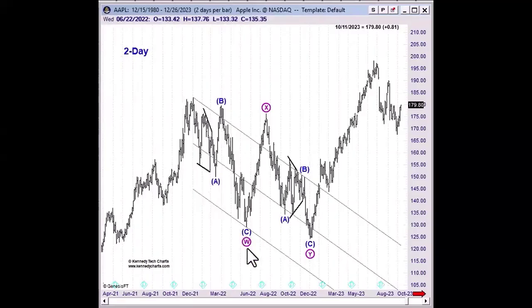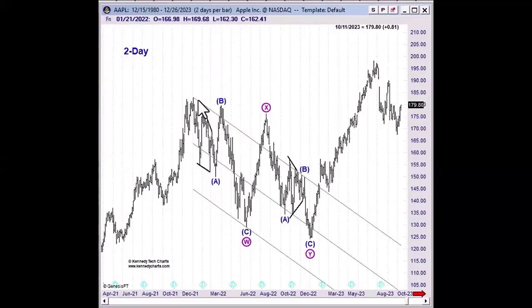And then in the weeks ahead, we're going to be talking about contracting triangles. Well, here we have a zigzag, A, B, C, 5-3-5, but in the wave B position, we actually have the formation of a contracting triangle. That is allowable, okay? That's not a problem. Now, whenever we get into the discussion on flat corrections, wave B of a flat correction can never, ever be a triangle, okay? But a triangle is allowable in the wave B position of a zigzag.